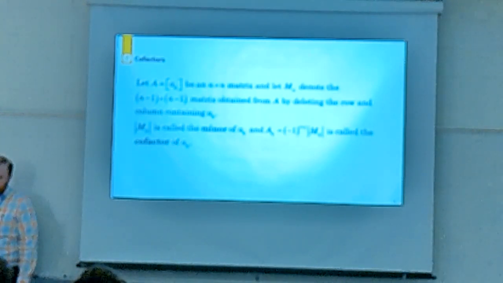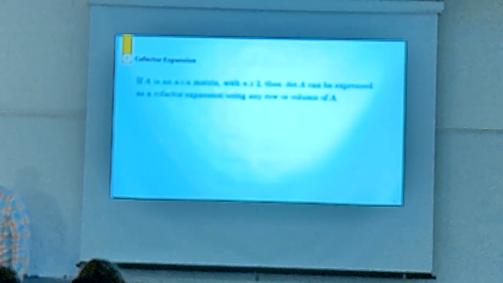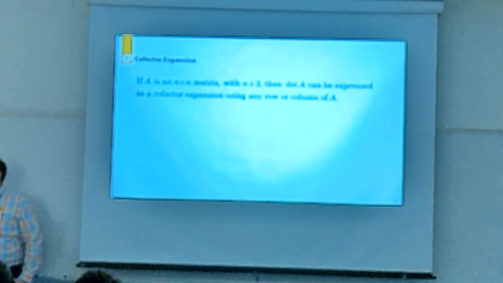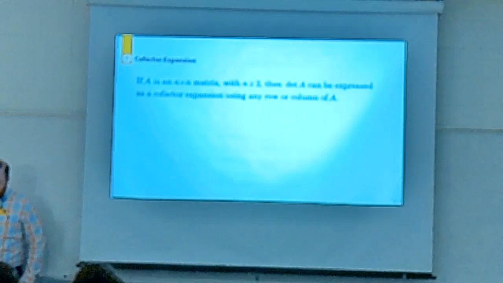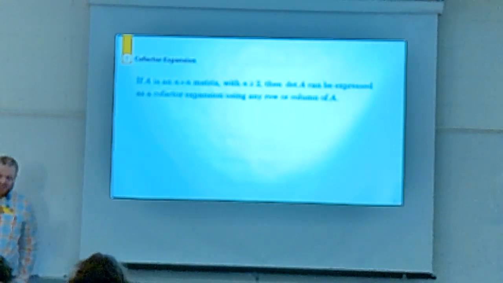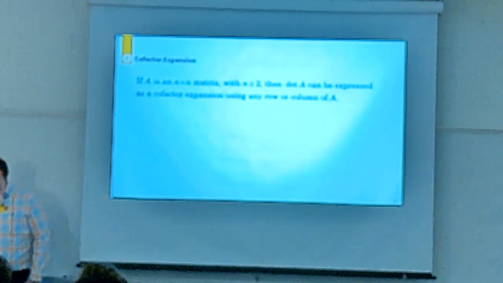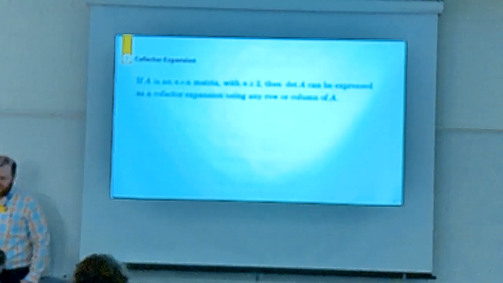Then cofactor expansion. Take an n by n matrix where n has to be greater than or equal to 2. You can't do cofactor expansion with a 1 by 1 matrix. The determinant of A can be expressed as a cofactor expansion using any row or column of A. Right, so we typically say we're going to expand along a row or column.